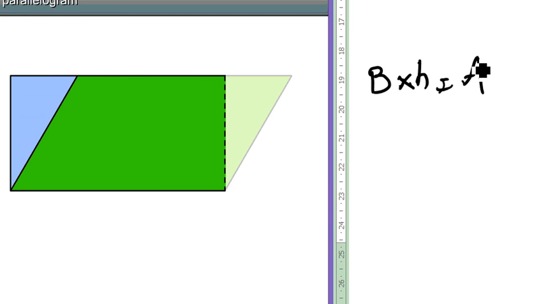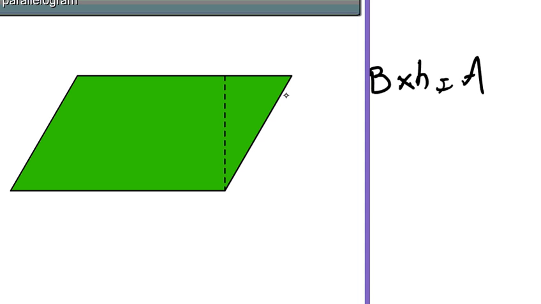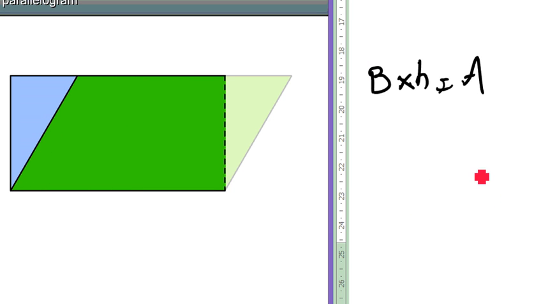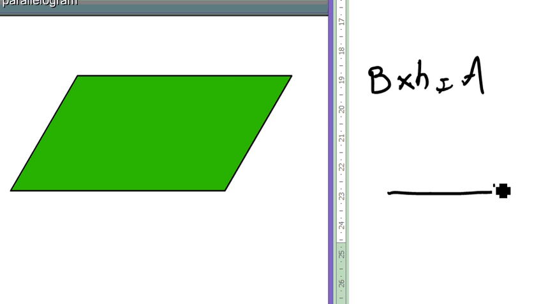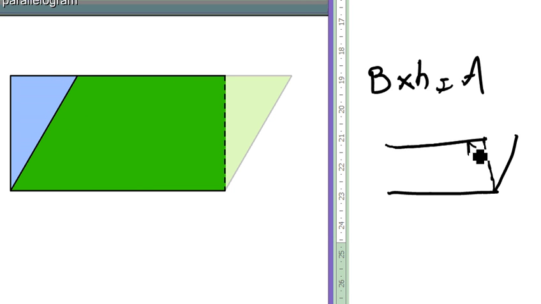A common mistake students make is to consider the sliding side as the height. I want you to remember that the height is this, not the sliding side, the one that is perpendicular.